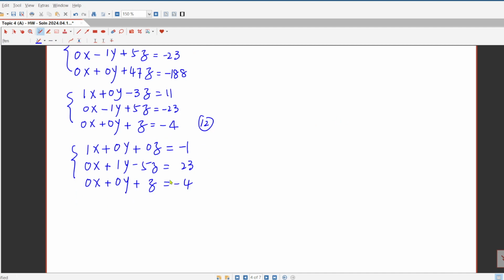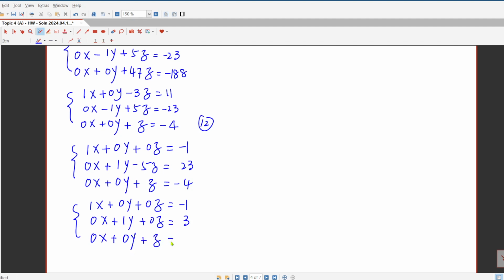And then using 5 times the third one added to the second one, this will give us 1x plus 0y plus 0z equals -1, 0x plus 1y plus 0z equals 3, and 0x plus 0y plus z equals -4, right? And here we have the solution, which gives us z equals -4, y equals 3, and x equals -1. Can you see that?